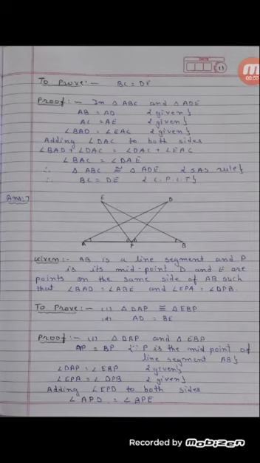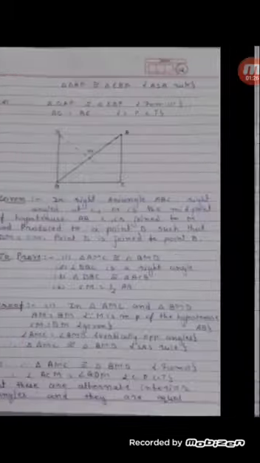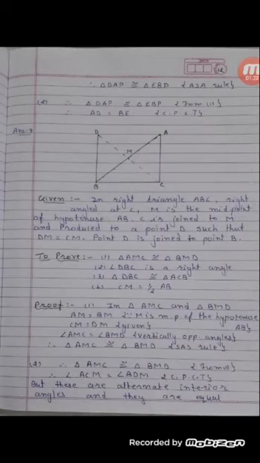Now proof. For first, triangle DAP and triangle EBP, AP is equal to BP because P is the midpoint of line segment AB. Angle DAP is equal to angle EBP, given. Angle EPA is equal to angle DPB, given. Now add angle EPD to both sides. So angle APD is equal to angle BPE. So we can write triangle DAP congruent to triangle EBP by angle side angle rule.